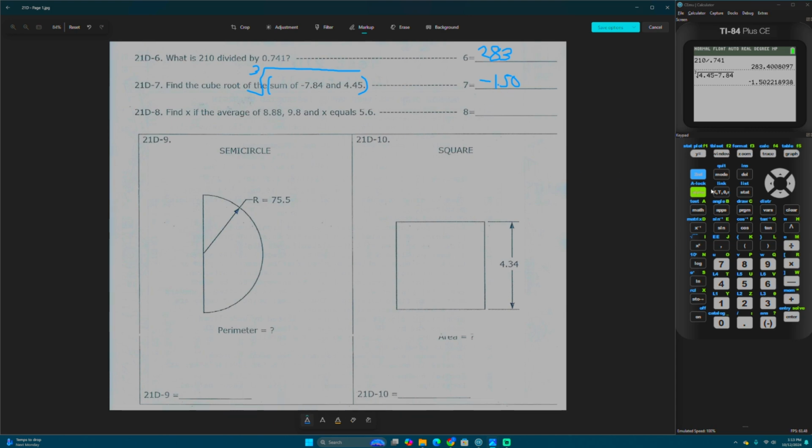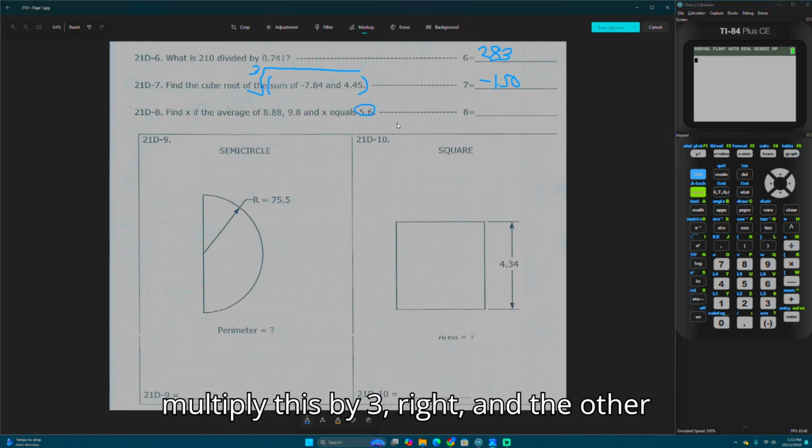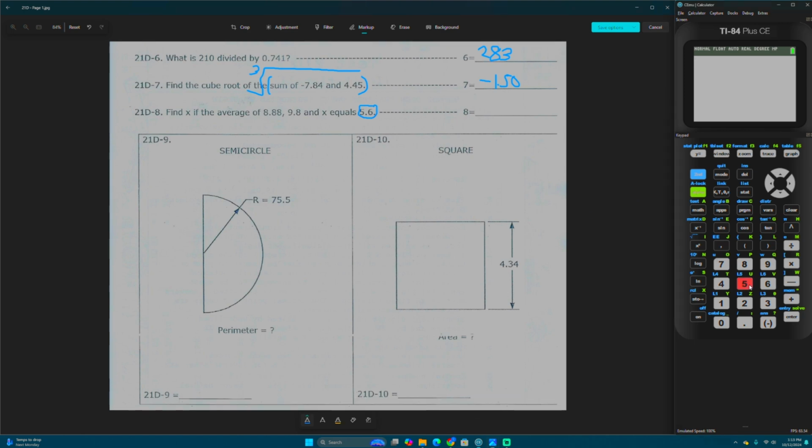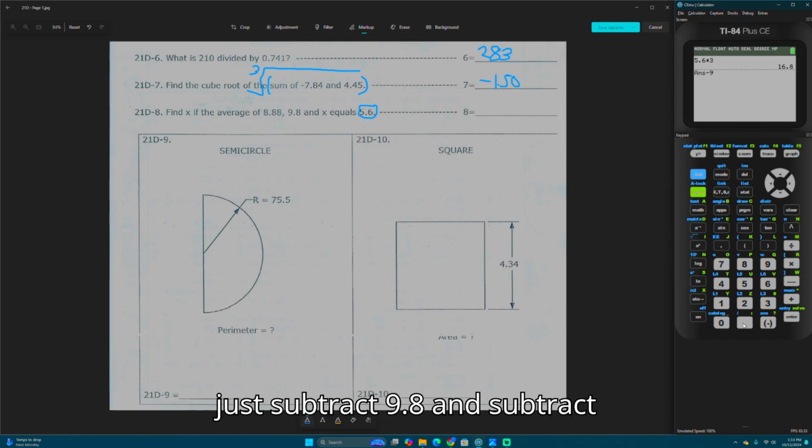Okay. Find x at the average. So you could use the numeric solver, or you could just say that you can multiply this by 3, and the other 3 added together should equal that. 5.6 times 3 is equal to all of these added together. So you could just subtract 9.8 and subtract 8.88, and you'll get your answer to be negative 1.88.